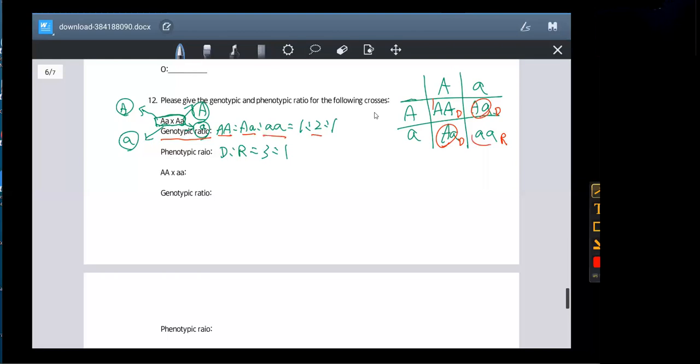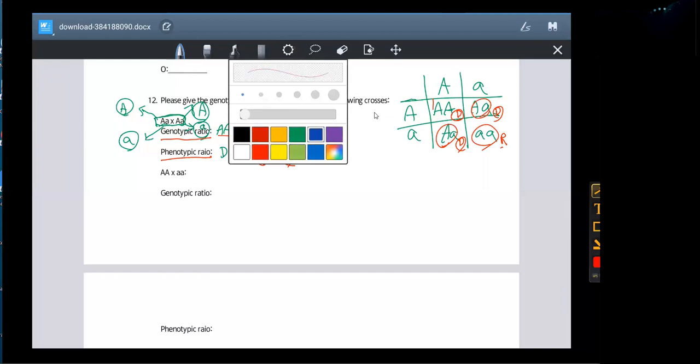Little a, one. That's why it's 1 to 2 to 1. What about my phenotypic ratio? Well, let's read. From the genotype arises your phenotype. So dominant to recessive is 3 to 1. Okay, now let's try the next one.